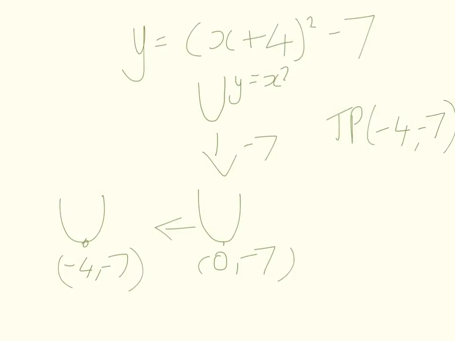It is symmetrical about the turning point. The turning point is going to be symmetrical about the x coordinate, so it's going to be symmetrical about x equals -4. We'll look at one more example.